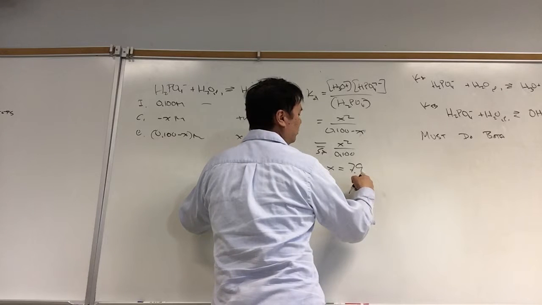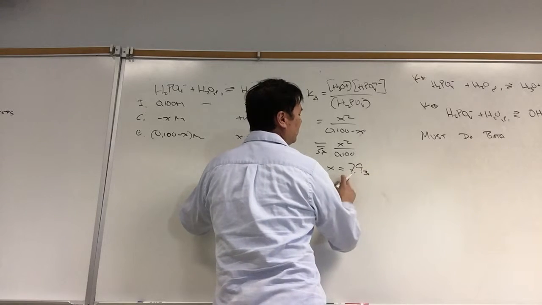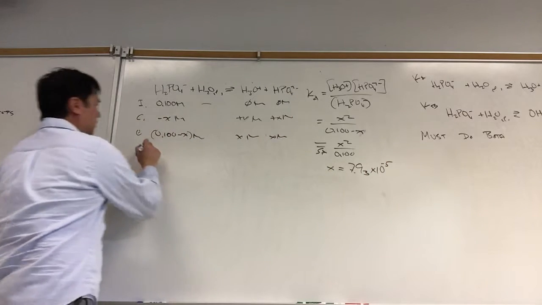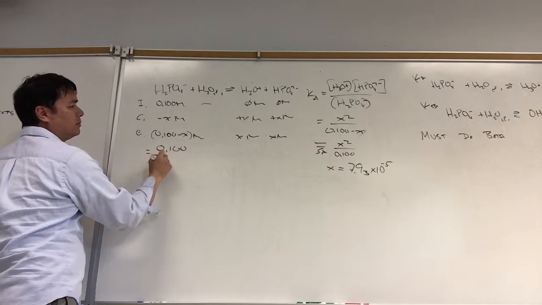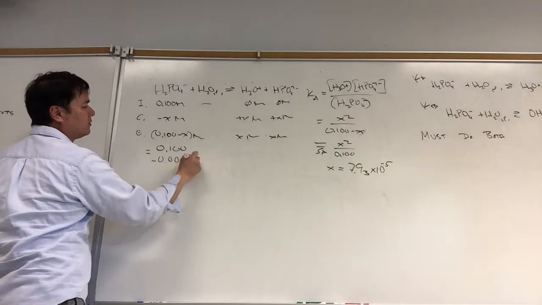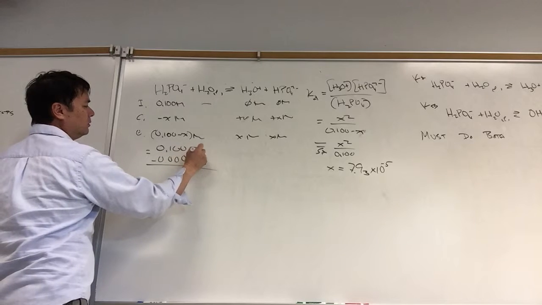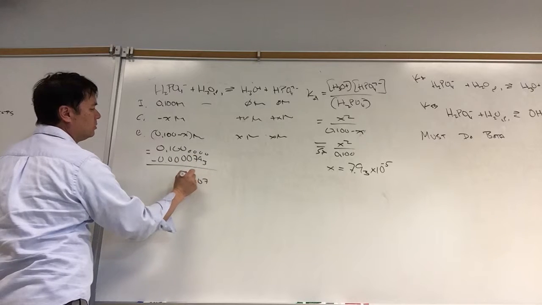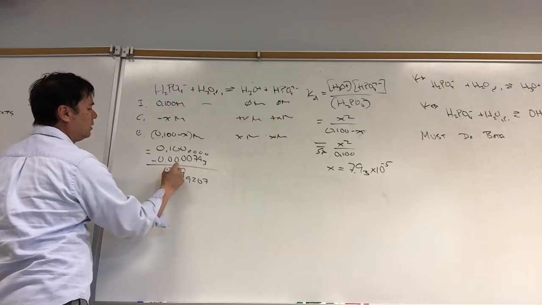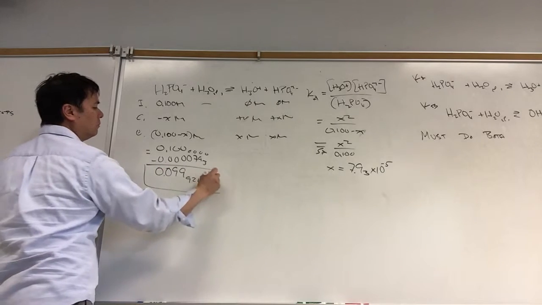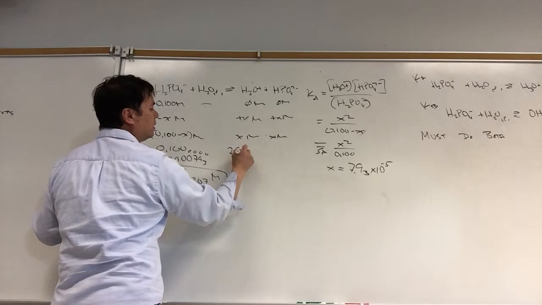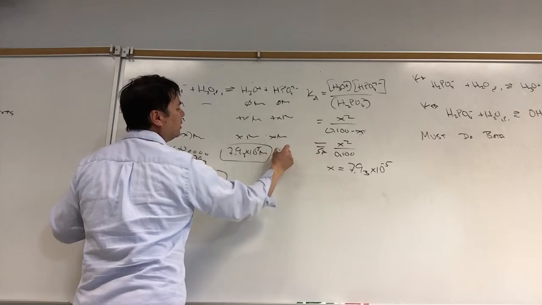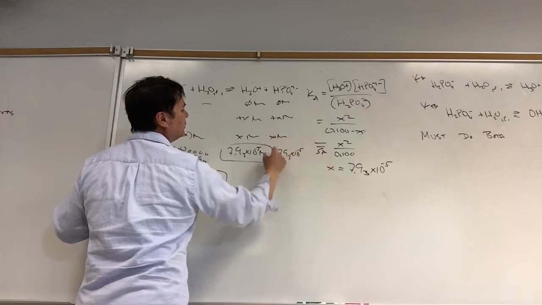Don't round it. Was it 3 before rounding? Yeah. Oh, let's leave it. 7.93 times 10 to the negative 5. And so this is going to be 0.100 minus 0.1234793... So this is going to be 7.93 times 10 to the negative 5.